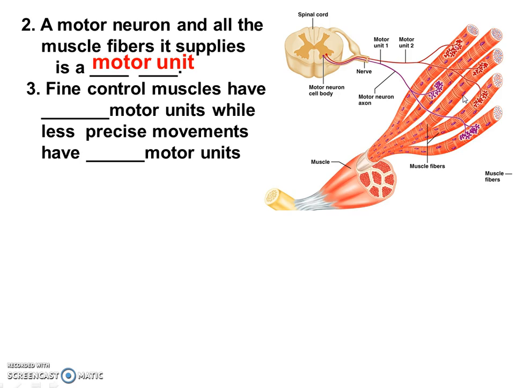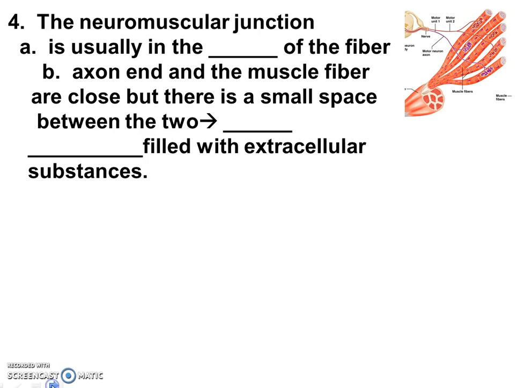Very fine actions are going to have small motor units, only innervating a few muscle fibers. Very strong, less precise movements, like running, are going to have large motor units where the axon branches extensively and attaches to hundreds of muscle fibers. At the neuromuscular junction, this is usually in the middle of the fiber. That includes the end of the axon and the muscle fiber.